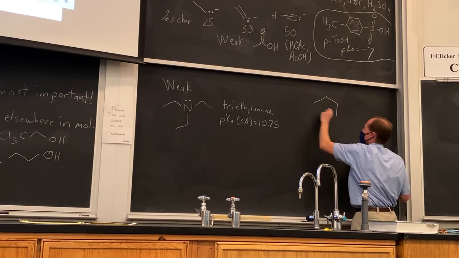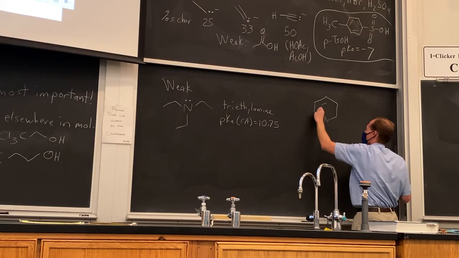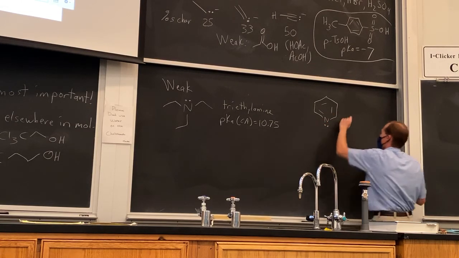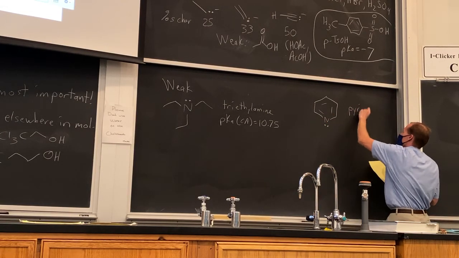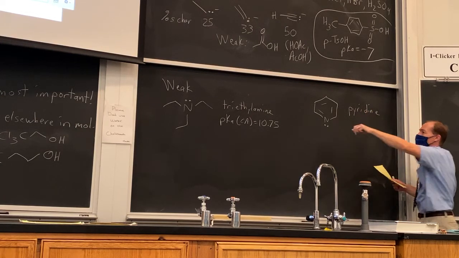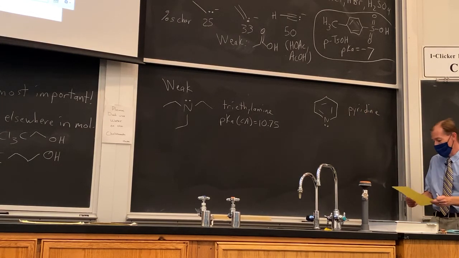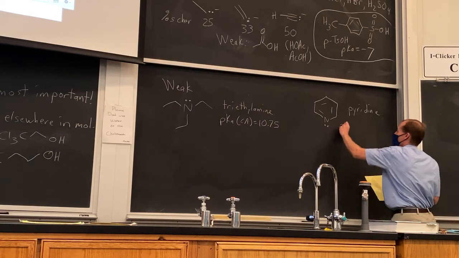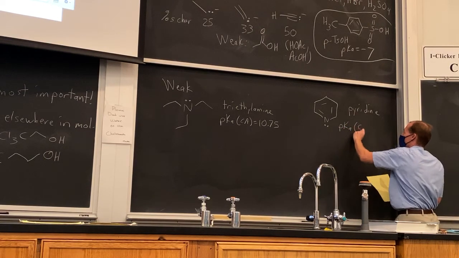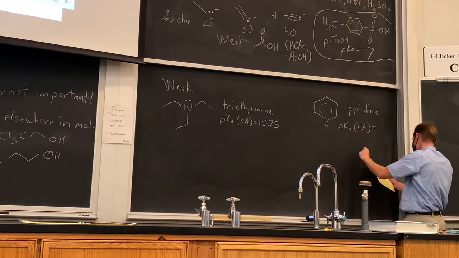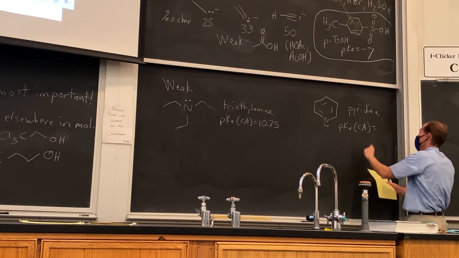And then there's another weak base, weak nitrogen base that we'll see. This one is called pyridine. Both pyridine and triethylamine smell really bad. So if you're using them in the lab, you definitely know it because they stink. pKa of the conjugate acid of pyridine is 5.2.